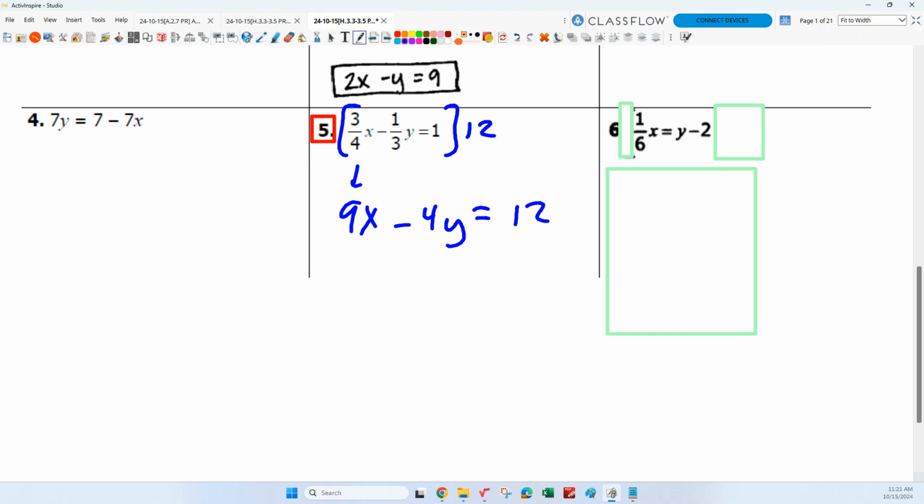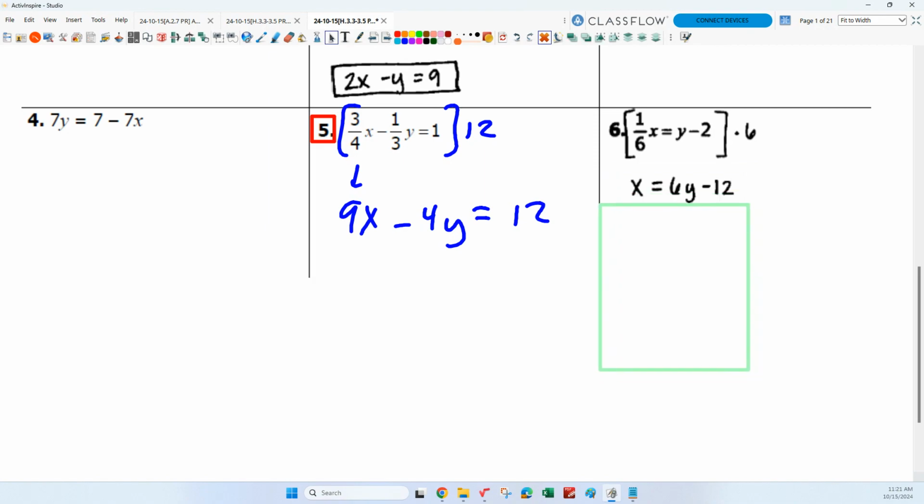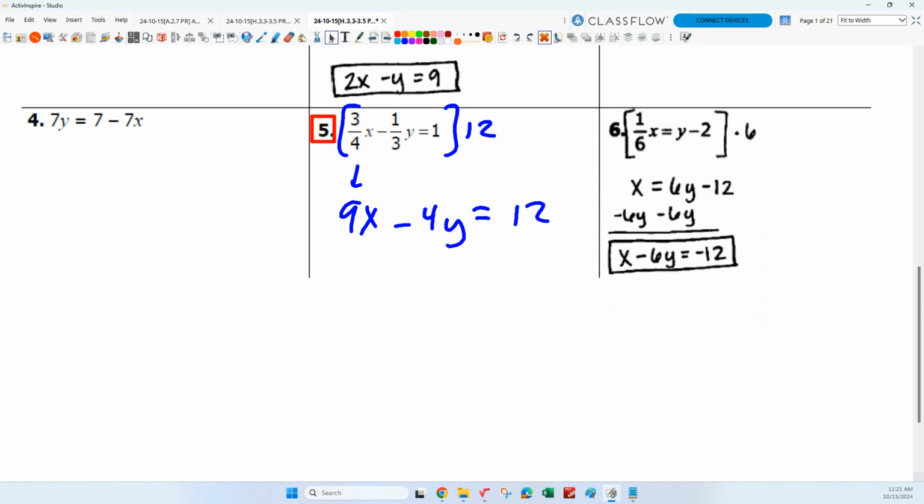Good? And then finally, what about this guy? What would I do here in number 6? First thing probably, clear the fractions by multiplying by 6. Okay, multiply by 6. What's that going to give me? 1x, so just x. Okay, and then now what? Subtract 6y, and we're done, right? That's it. x minus 6y equals -12. Okay, put them all in standard form. No big deal.